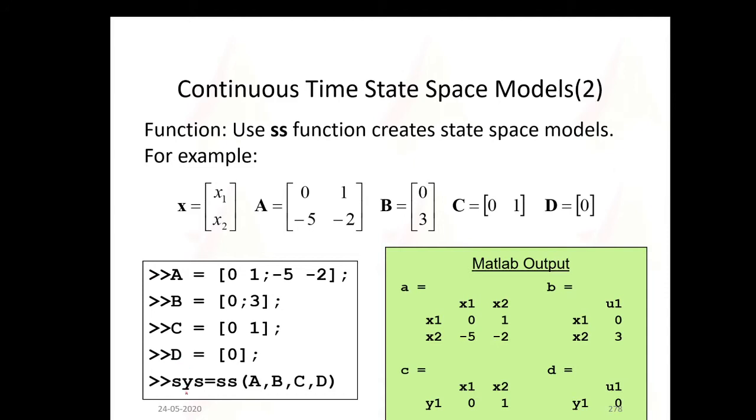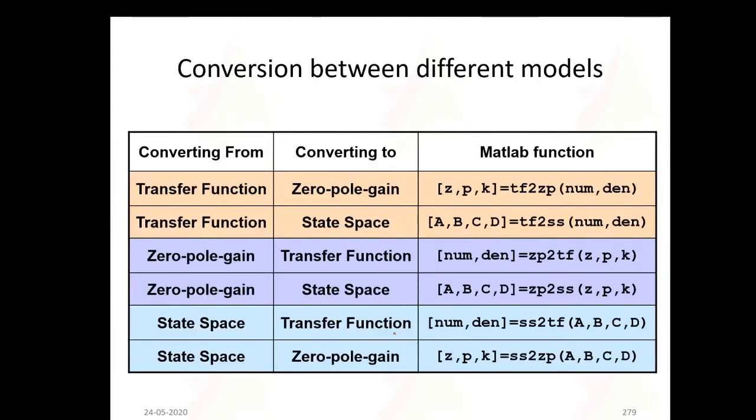System is the variable in which the state space model is going to be stored. S is equal to A, B, C. Okay, so the MATLAB output is going to be like this. These are all the conversions between the different models.